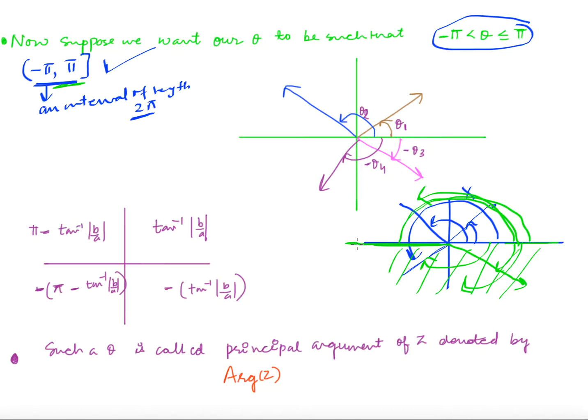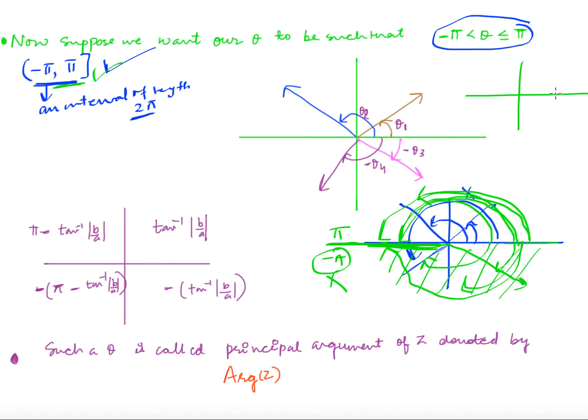And for this particular line, if you go like this, it will have argument pi, and if you go like this, it will have argument minus pi, but minus pi is not included in our interval, so we have to go counterclockwise. So basically, for points here, including this line, we have to go counterclockwise, and for points here we have to go clockwise.